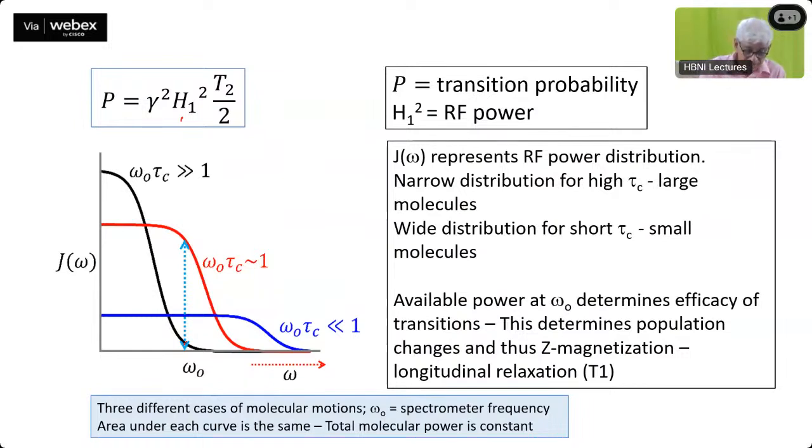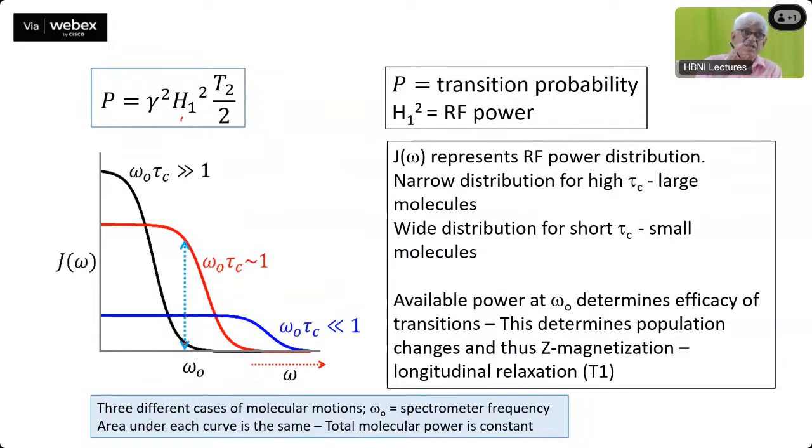Now suppose I take the other extreme, extremely small molecules, omega naught tau c much smaller than 1. The power that is available to you at this point is better than before, so more power is available. Therefore, the efficacy of transitions will be higher. But if I go to this situation, the efficacy is maximum here. The power available to you is maximum at this point. Therefore, you have the highest efficiency of transition when omega naught tau c is approximately equal to 1.